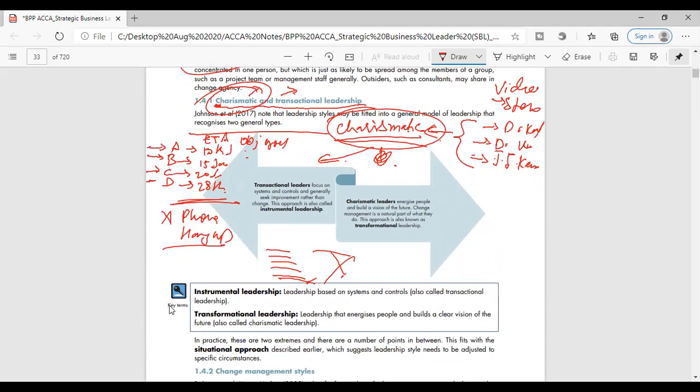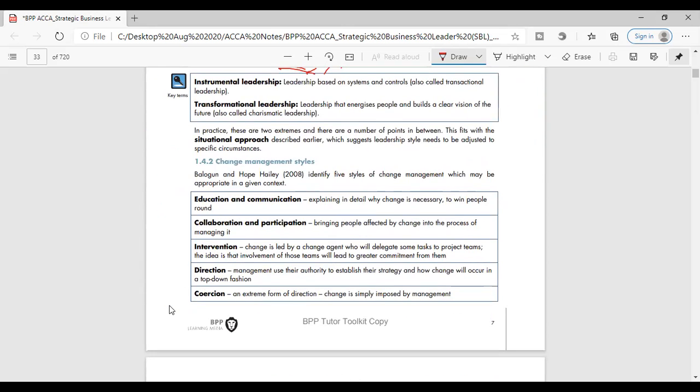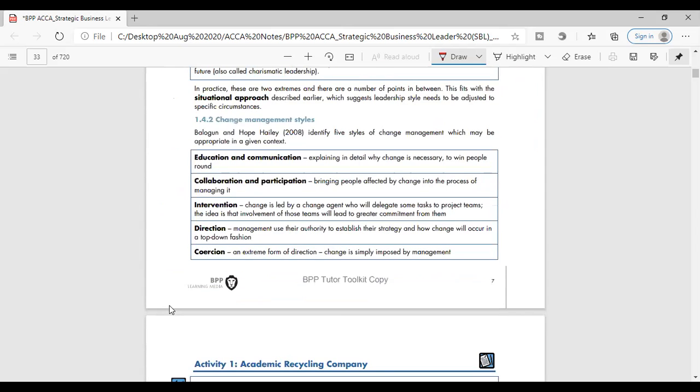In a given case history, you might be asked to identify different types of traits and leadership styles. That's where this type of thing will be relevant and important. Then comes change management style. Generally, if you look for what are the different change management steps, what comes to mind?